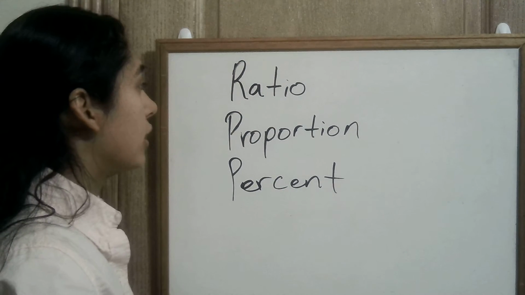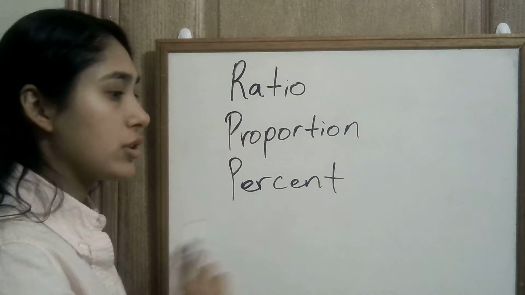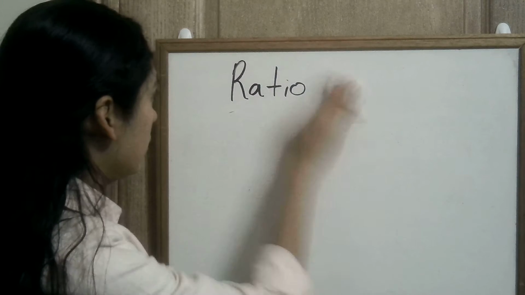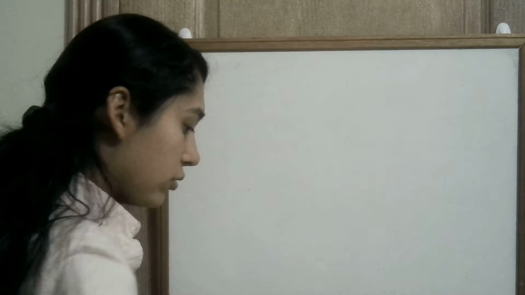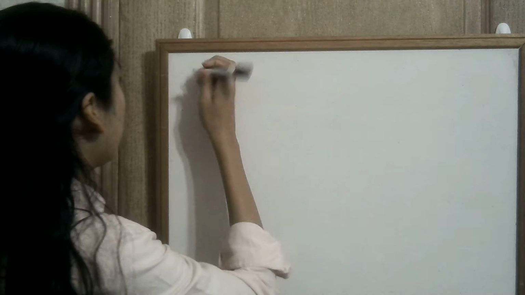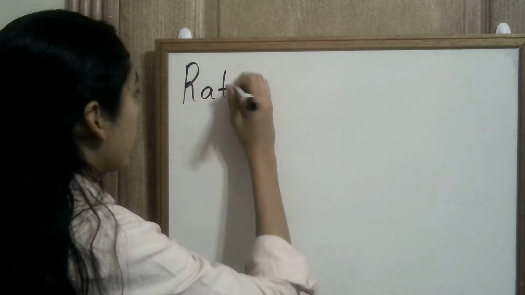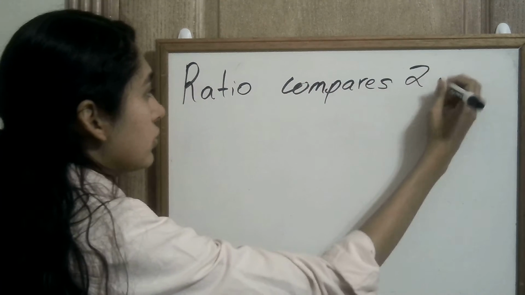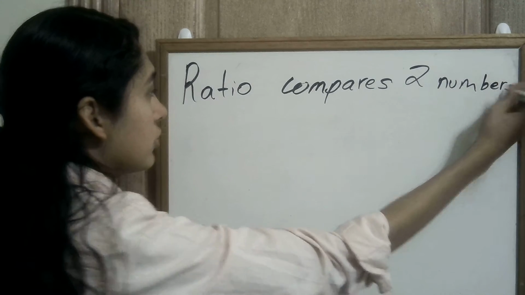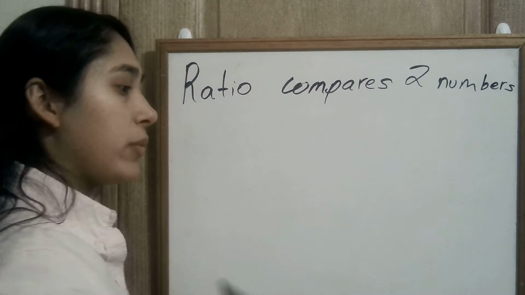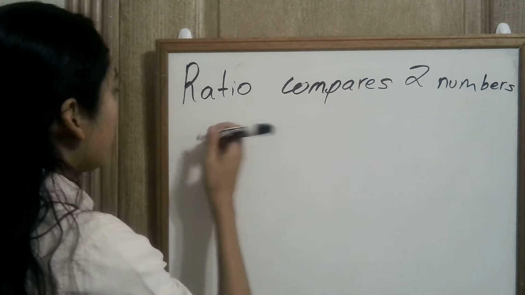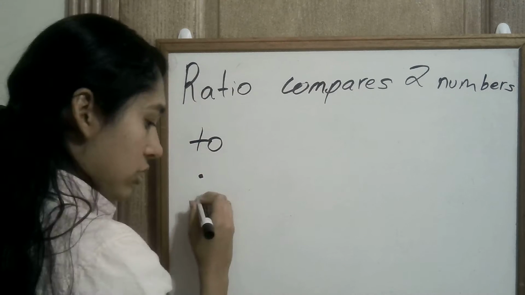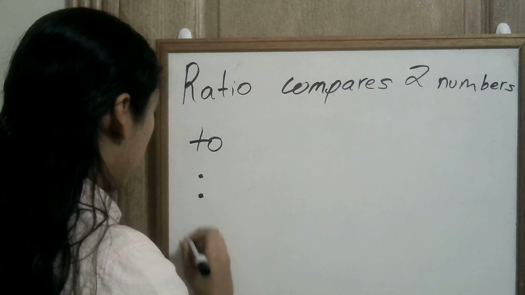Alright, today we're going to be covering different topics of ratios, proportions, and percentages. So let's get right into it. So, a ratio is used whenever we're comparing two numbers. One way that you know that you're going to be using a ratio is whenever they use the word to, the colon, or a fraction.